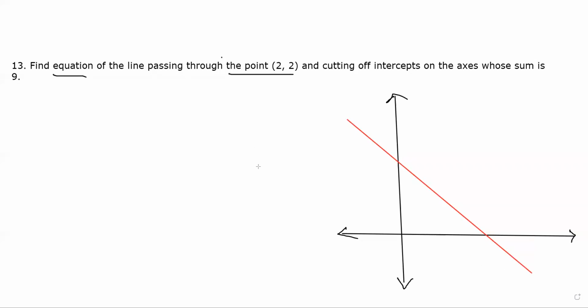Okay, equation of the line. Two comma two we have. The red line is two comma two. The line cuts the intercept whose sum is 9. It cuts the y axis. This is the length of the intercept.